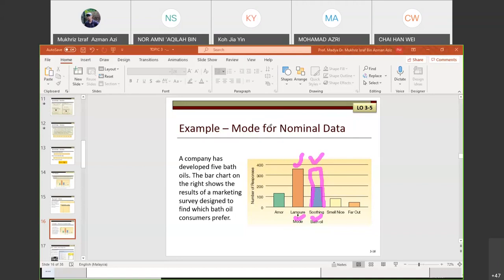So for mode, it is not a unique value. You can have more than one mode in the same data set, as long as the frequency remains the same. In the original example, the highest frequency is only this data, so only one mode. But if you have two variables that have the same highest frequency, then your mode can be 2, or it can also be more than 2.